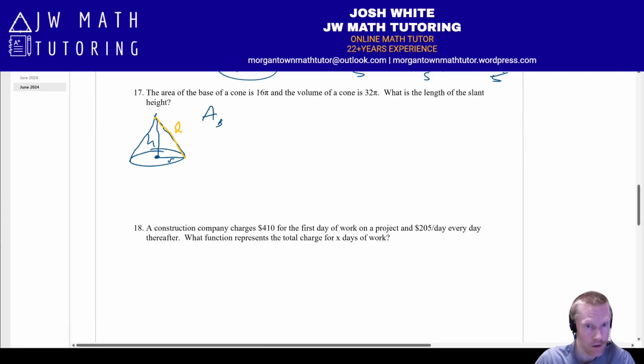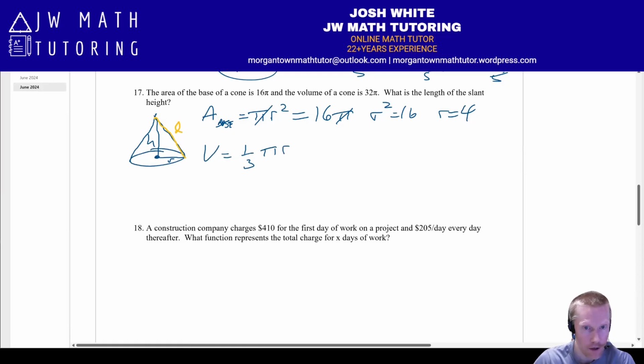So we know the area of the base, which is a circle. Okay, so the formula is pi r squared. So if we set that equal to 16 pi, notice the square of the radius is 16, or the radius will be 4. Now we go to the volume formula, which is 1/3 pi r squared h. So we've got 1/3 pi. I already know that the radius squared is 16, so I can just plug that in and then times h. And we set this whole thing equal to 32 pi.